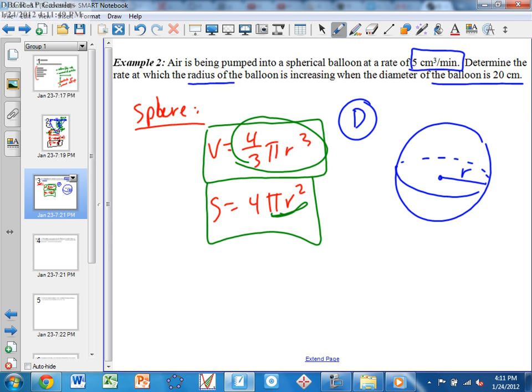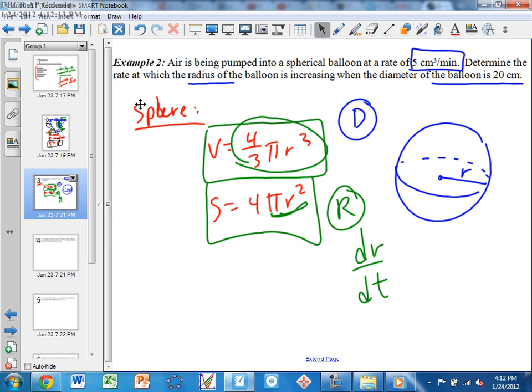Determine the rate at which the radius of the balloon is increasing. So the radius is what? Changing. It's increasing. So we are finding dr dt. Again, remember, we are on related rates, the second part. So we're trying to figure out what is changing. The radius is changing. How is it changing over time? So there's your time, dr dt. That's the first thing we want to look at.